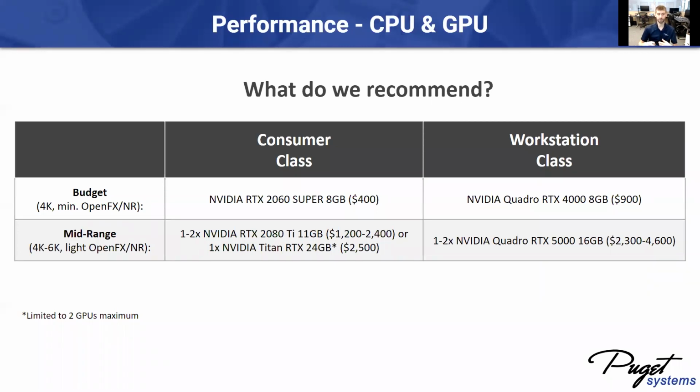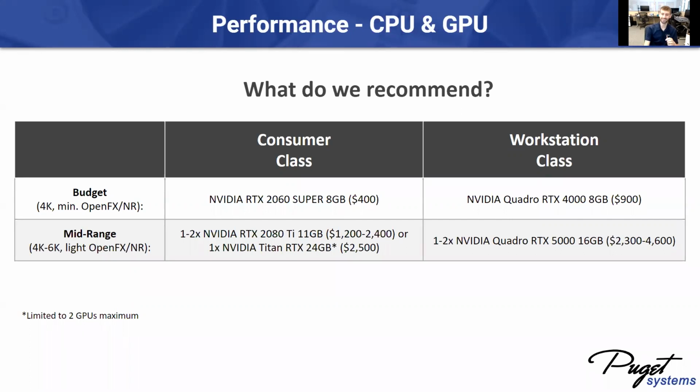So if you start using OpenFX or noise reduction a little bit more, that's where you get into the 2080 Ti from NVIDIA, either 1 or 2 of those, or a single Titan RTX, which is about the same cost as 2 2080 Ti's. The Titan RTX generally you'd be using if you do some 8K work every once in a while. And then on the Quadro side, you've got the RTX 5000s, and again, you're going to be slightly slower than the NVIDIA GeForce cards, but they're also a lot more expensive.